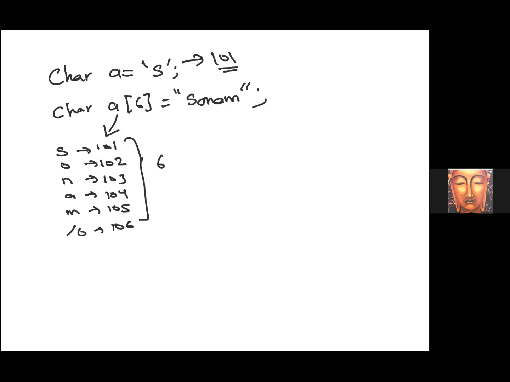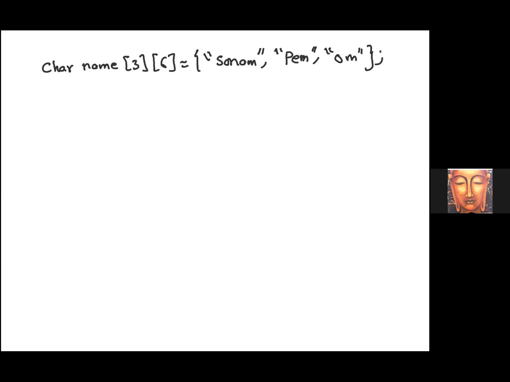That's what we learned, right? Now let us try and understand if it is two-dimensional. Let's say char name[3][6]. So this indicates there can be 3 names and the maximum character length of a name is 6. Let's say it is equal to sonam, pam, and om. So this is a two-dimensional array, 3 rows and 6 columns.